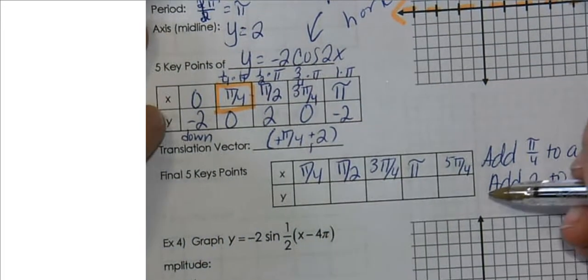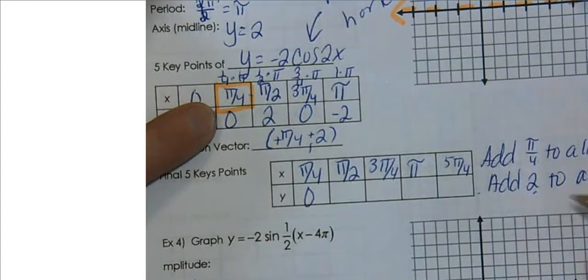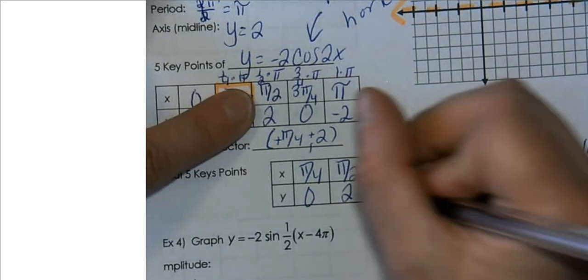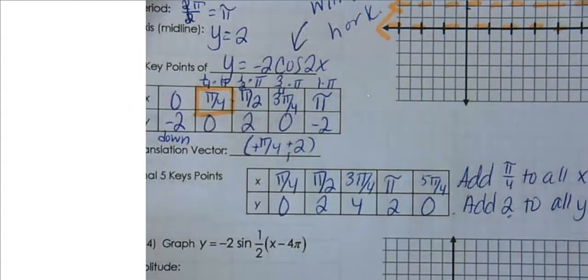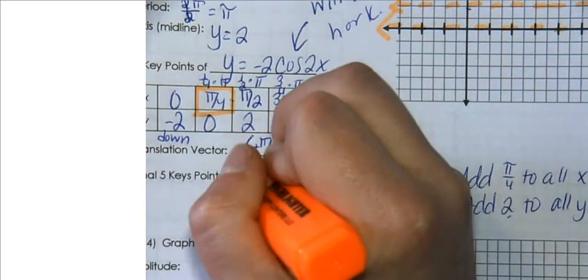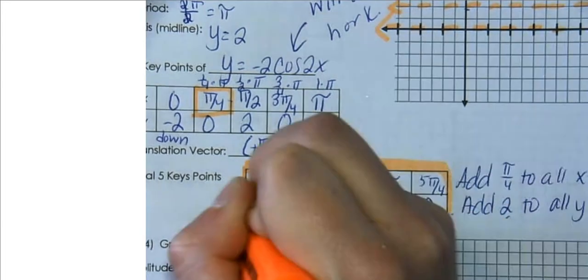Over here with our y values, we're going to add 2. So -2 plus 2 is 0. 0 plus 2 is 2. 2 plus 2 is 4. 0 plus 2 is 2. -2 plus 2 is 0. This final set of ordered pairs are the ordered pairs that I'm going to plot.